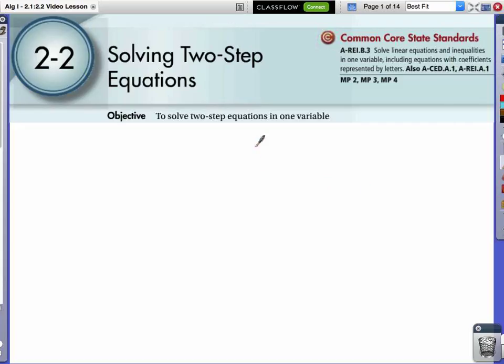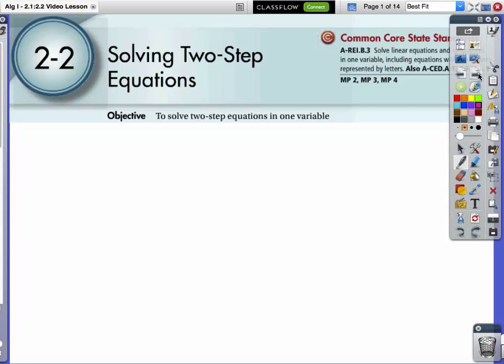Okay, today we're going to start Chapter 2. Chapter 2 begins with solving equations. We actually are going to start with Lesson 2.2. 2.1, I have one slide just to show solving one-step equations. We're going to start right away by solving two-step equations.